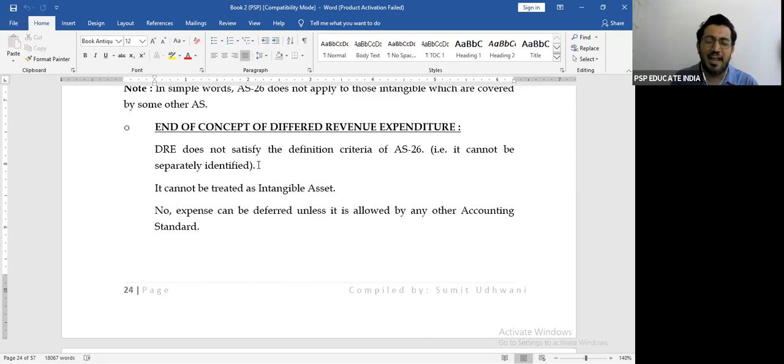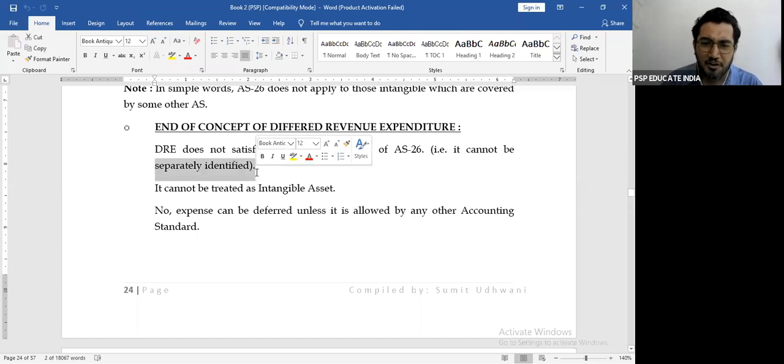We have brought an end to the deferred revenue expenditure concept. Are you getting it? So Spruva, you had a doubt that which condition is not getting satisfied. How is it fulfilling the condition? It is not fulfilling the condition. It cannot be separately identified. That is why deferred revenue expenditure has been removed from accounting standard 26.